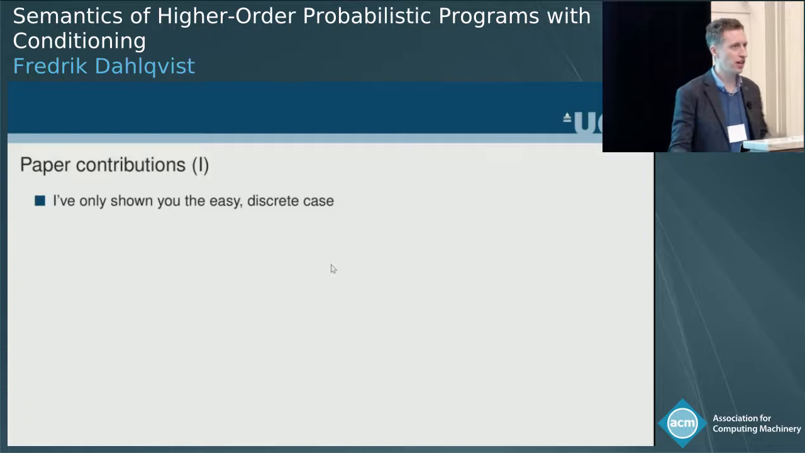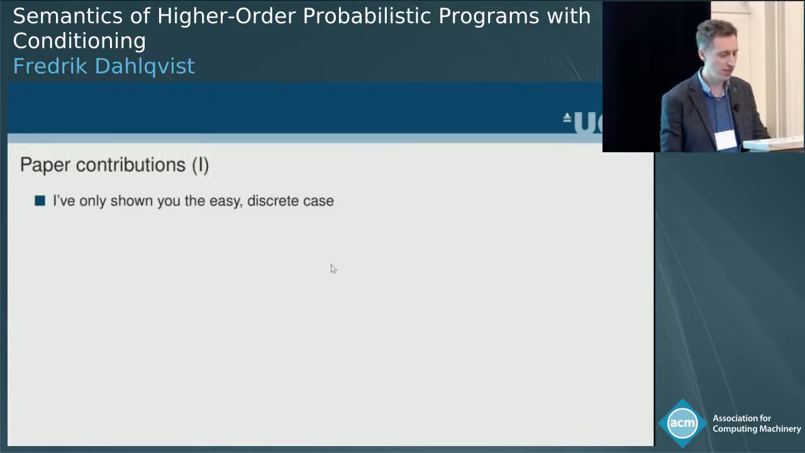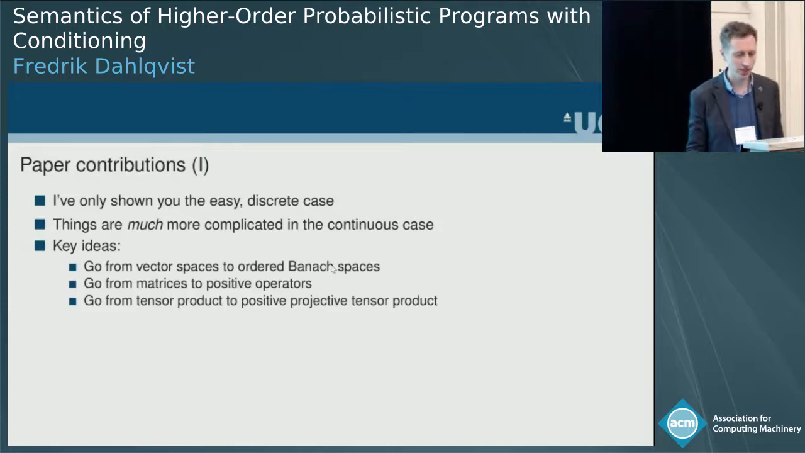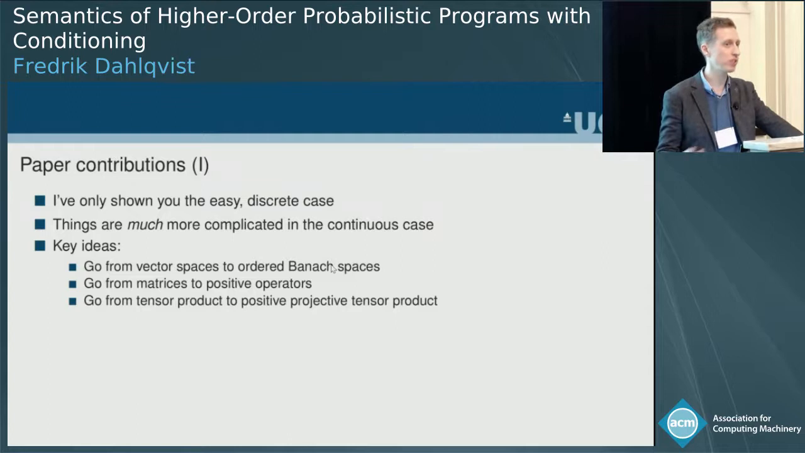Okay, so I've shown you a very easy finite dimensional case. Things are much, much, much harder for bigger spaces, infinite dimensional spaces. But the key ideas are the following. So to move from vector spaces to something called ordered Banach spaces. This is a more general concept where there's a notion of norm and a notion of order. Okay, and this includes all the familiar spaces of measures that you can think of.